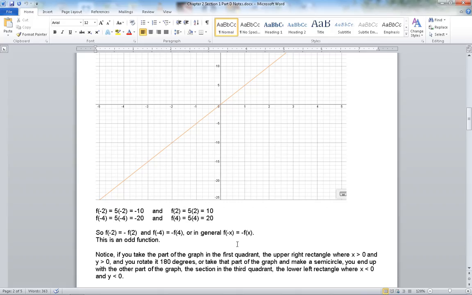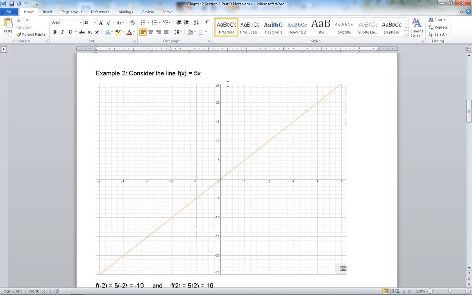Notice if you take the part of the graph in the first quadrant, so if you think of the axes as dividing into four rectangular regions, or what we call quadrants, the top right one is the first quadrant, the top left is the second, the bottom left is the third, the bottom right is the fourth. So we sort of count 1, 2, 3, 4 in a counterclockwise direction.